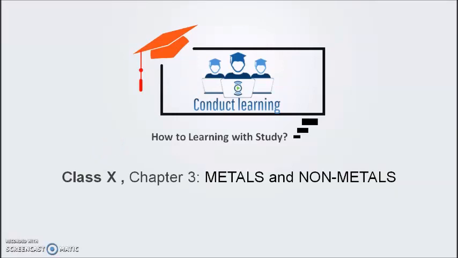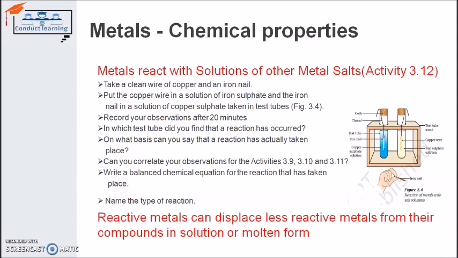So we are at the chapter Metals and Non-Metals, the third chapter for class 10 science. Previously we have done how metals react with acids. Now we switch toward the metal reaction with other metal solutions. So here we are with the activity in which we will react the metal with the solution of other metal salt, and we will do our arrangement as per the diagram.